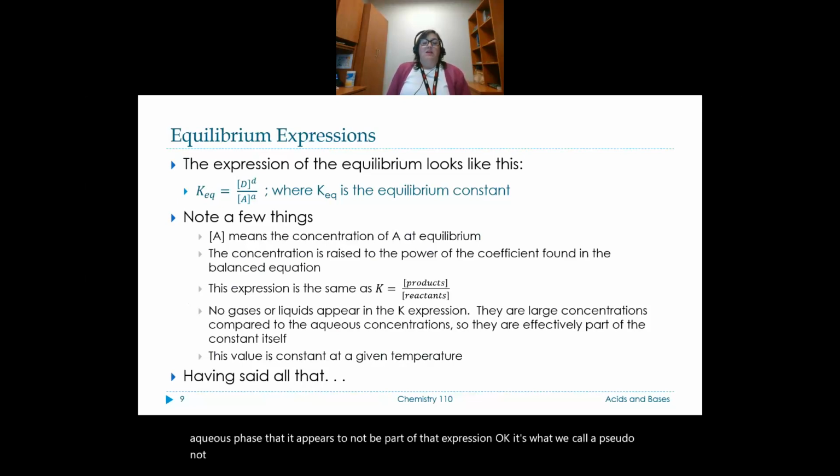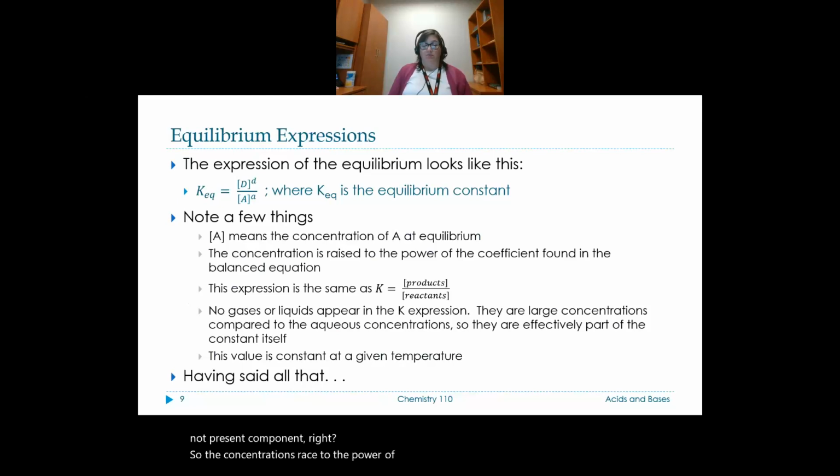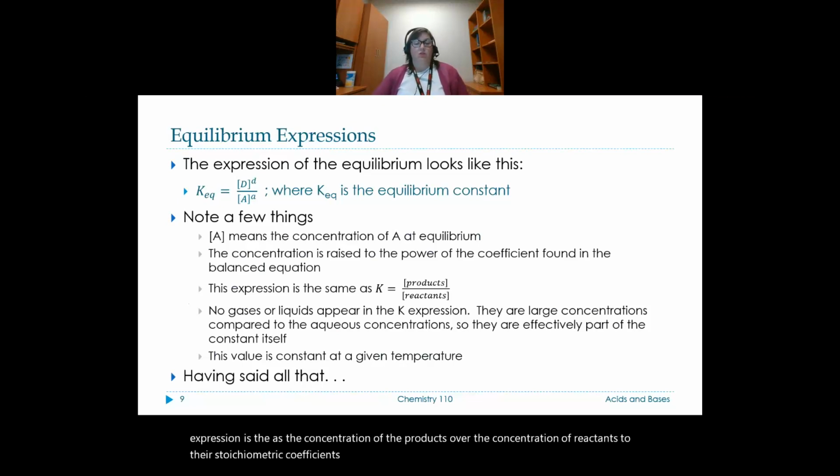All right. And so the concentrations raised to the power of the coefficient found in the balanced equation. This expression is the same as the concentration of the products over the concentration of the reactants to their stoichiometric coefficients. Okay. No solids or liquids appear in this expression.